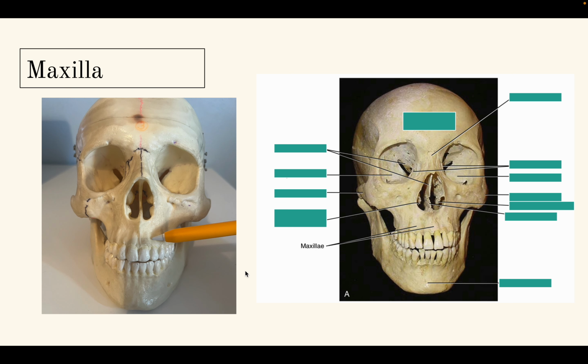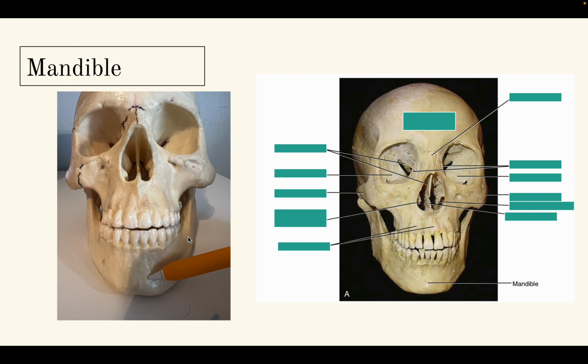Next is going to be the maxilla. It's considered the complete or the partial upper jaw. So this entire thing would be the maxilla. And then inferior to that is going to be the mandible. It's a single facial bone articulating bilaterally with the temporal bones of the temporomandibular joint, also known as TMJ. And then you can also see the mental foramen over here as well.